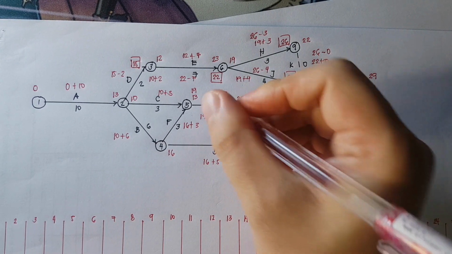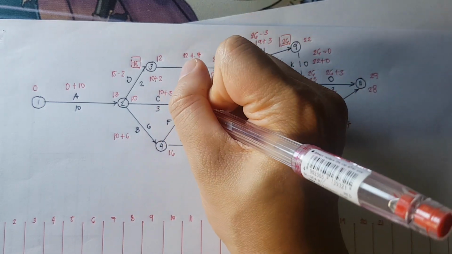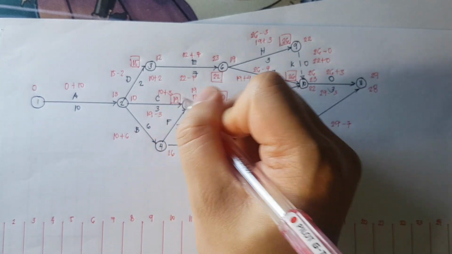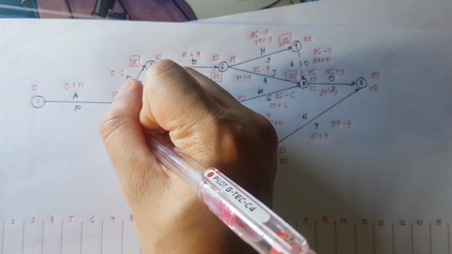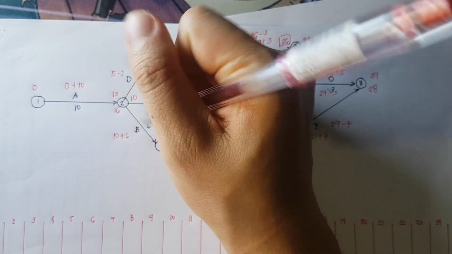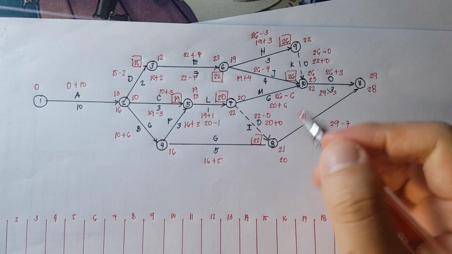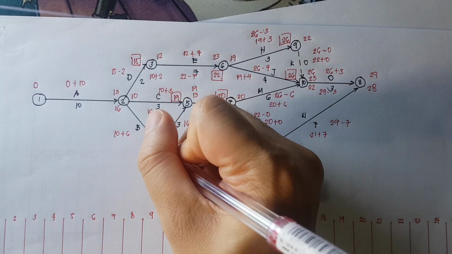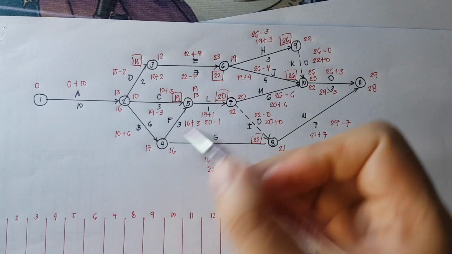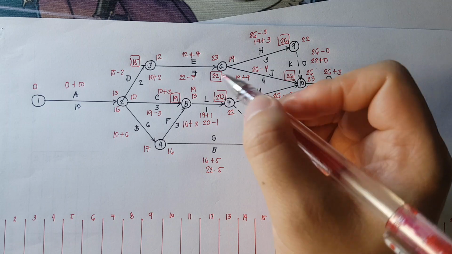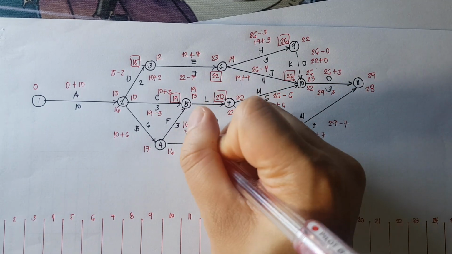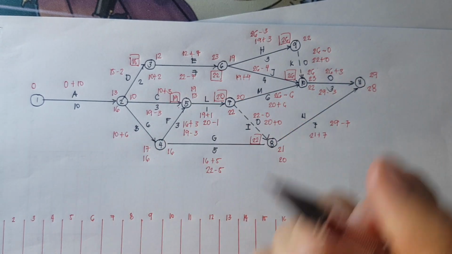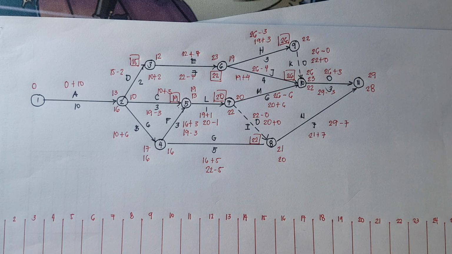Next, 20 minus 1, that is 19. 19 minus 3, that is 16. We still have another one left, that is 2 to 4. So we have here 22, 22 minus 5, that is 17. 19 minus 3, that is 16. So we're going to use 16.